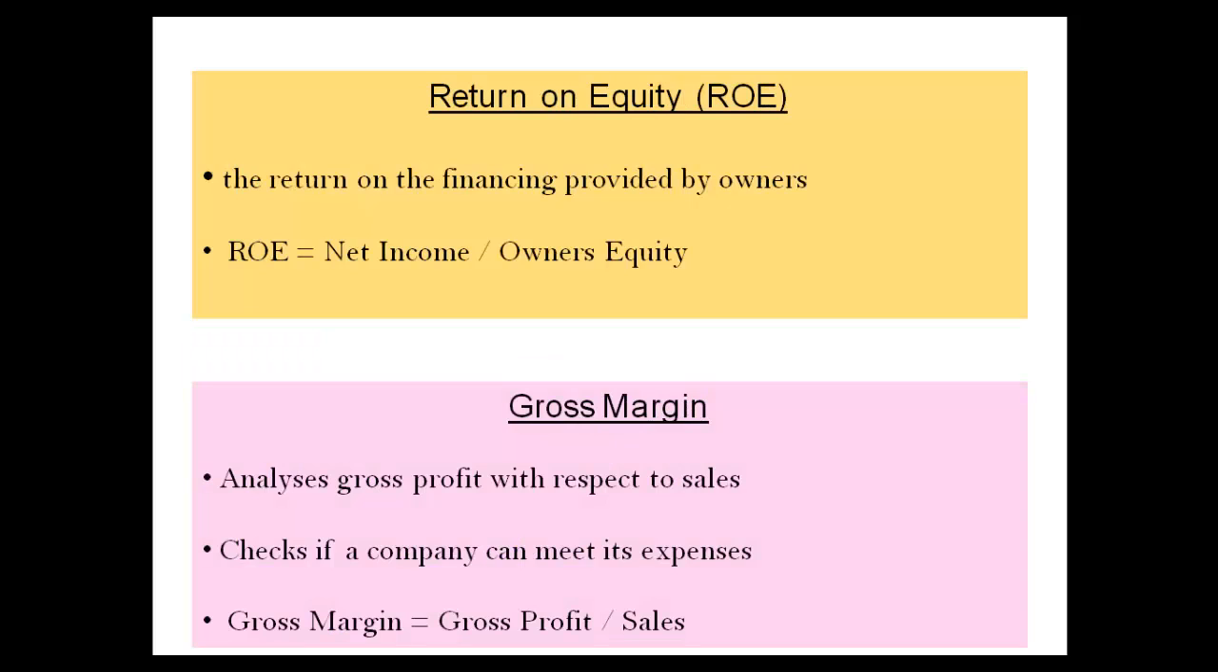Return on equity, ROE. The return on the financing provided by owners. ROE equals net income divided by owners' equity. Gross margin. It analyzes gross profit with respect to sales. It helps in checking if a company can meet its expenses. Gross margin equals gross profit divided by sales. Gross profit is obtained by deducting cost of goods sold from sales revenue.